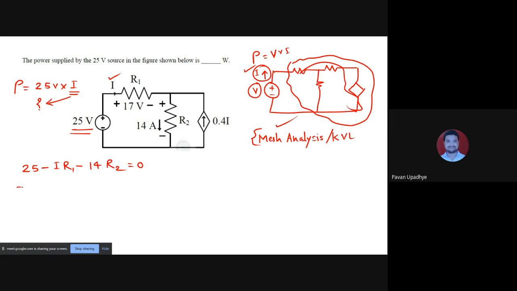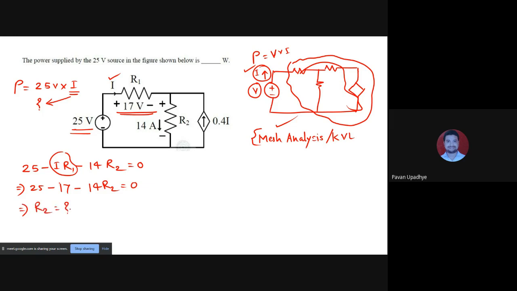And this gives me 25 minus, instead of I into R1, what is given is that 17 volt is already written, so 17 can be written over here. Look at this. Voltage drop across R1 is given as 17 volts. So instead of I into R1, we can write 17 minus 14 into R2. So R2 can be evaluated.